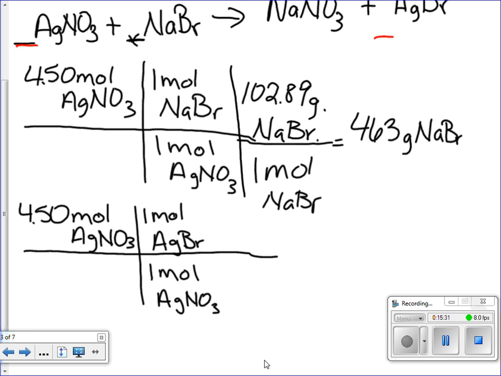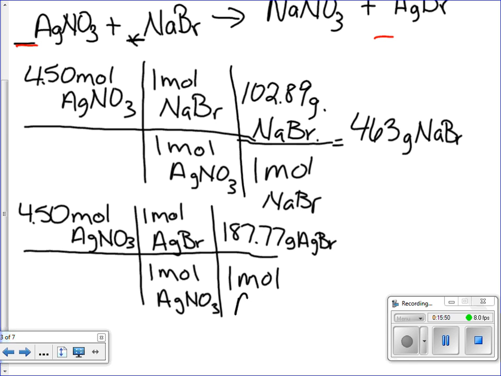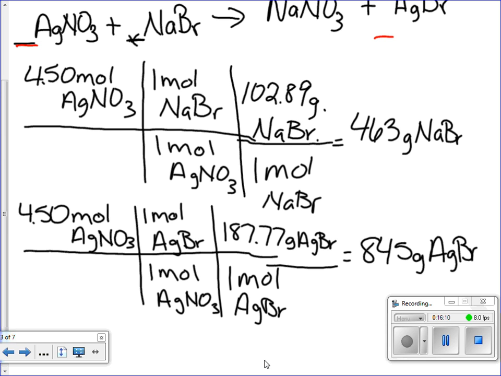And it wants it in grams. We're looking for mass, so we need our molar mass from the periodic table. So add together the masses of Ag and Br. We should get 187.77 grams. The bottom should be 1 mole. All right, if we look, we have grams of AgBr, and that's what the question's asking for, so we can stop. And we plug all of this in our calculator, and you should get 845 grams of the AgBr.